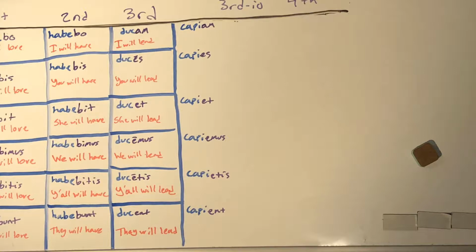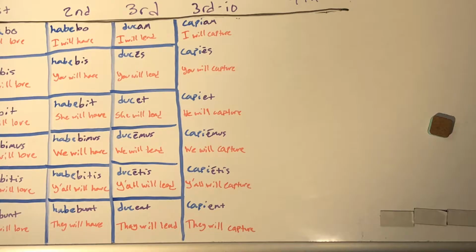So copio, drop the O, which leaves you with copi. Add your future endings to that. So your am, es, et. So copiam, copies, copiet, copiemus, copietis, copient. This is translated as I will capture, you will capture, he will capture, we will capture, y'all will capture, they will capture.